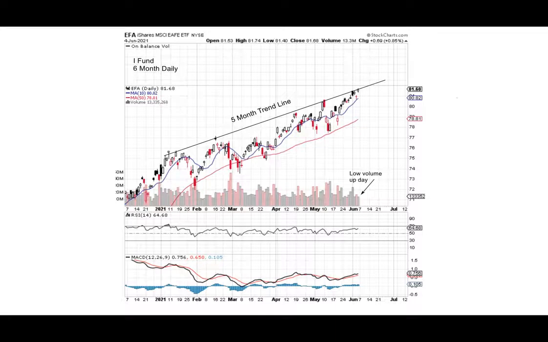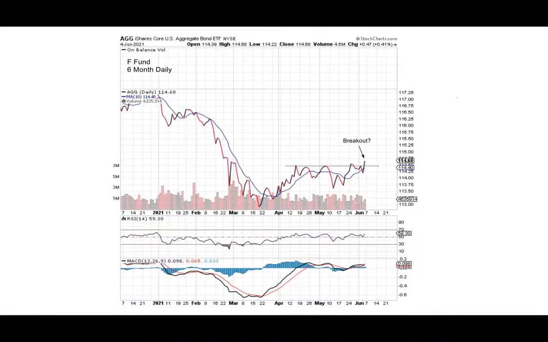The I fund, we're still riding that 5-month trend line. And Friday's move was on less volume than Thursday, and Thursday, again, was a distribution day. Thursday was good because it hit the 10-day moving average and found support there. But Friday's big price move on low volume does not give me a lot of confidence going forward. I still like the F fund in terms of charts the best.